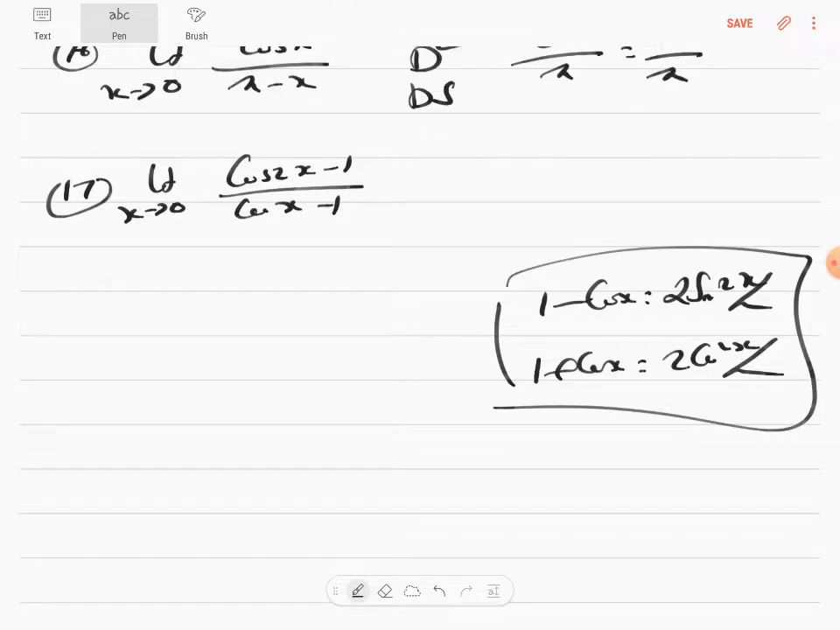1 plus cos x is 2 cos square x by 2, and 1 minus cos x is 2 sin square x by 2.